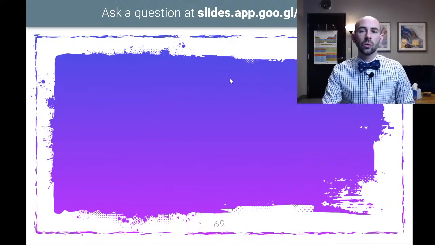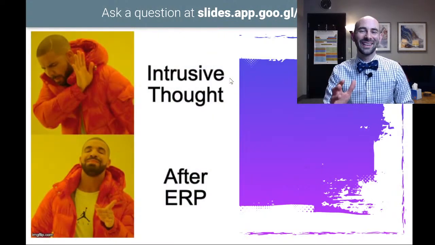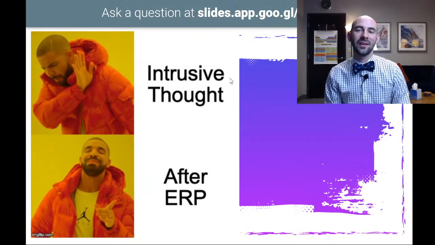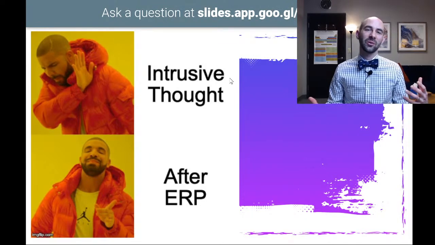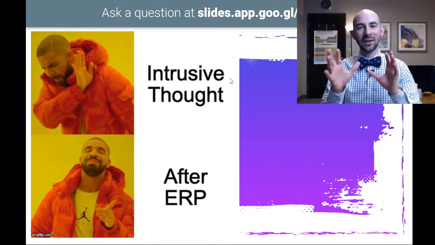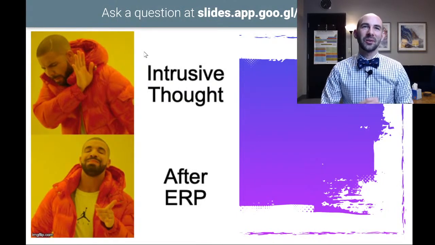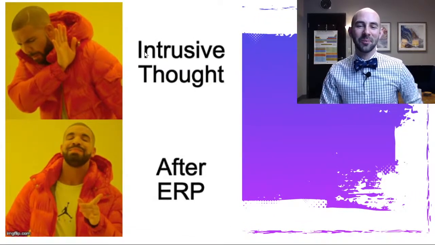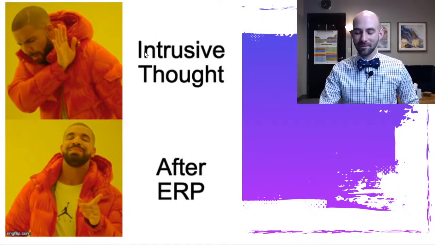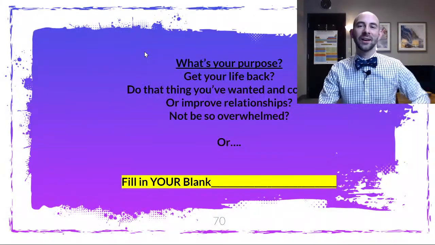So ultimately, when you're doing exposure therapy, we want to be like Drake. We want to have that intrusive thought at first. We're going to want to avoid it. But then ultimately over time, after ERP, we're going to get that swagger. I want you to get swagger.